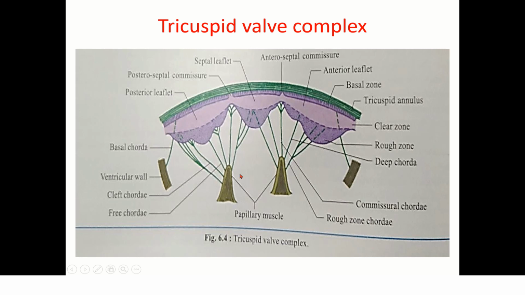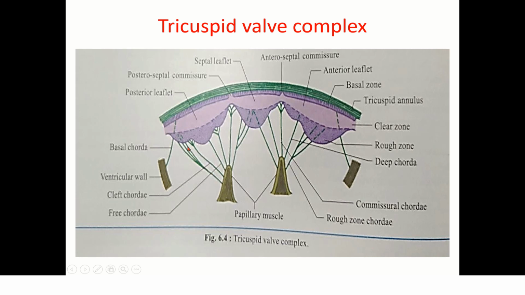Here you can clearly observe that the chordae tendineae which are attached to the commissures are called commissural chordae, and those attached to the clefts are called cleft chordae. The posterior leaflet is divided by two clefts into three scallops, 1, 2, 3, and here these are the cleft chordae and these are the commissural chordae. You can see these are the free chordae which are attached to the free margin, and this is a rough zone chordae.